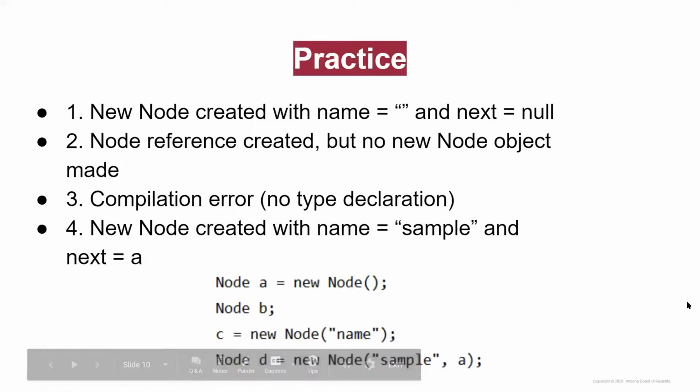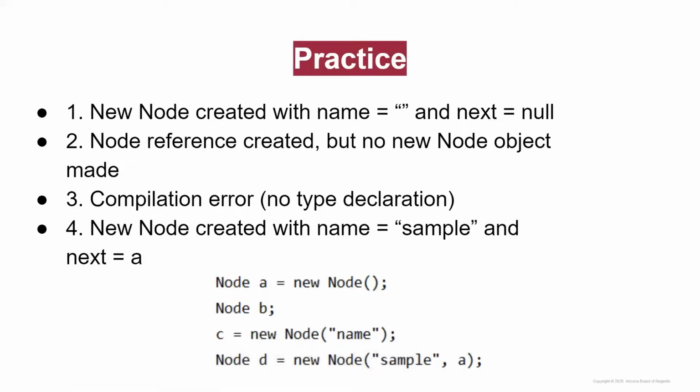All right, so for the first line here, we are saying node A equals new node, parentheses. And so this works with our parameter list, or unparameterized, constructor. So a new node is created. The node reference is called A, and A contains an empty string for the name and an empty reference, or the null reference, for the next node reference.